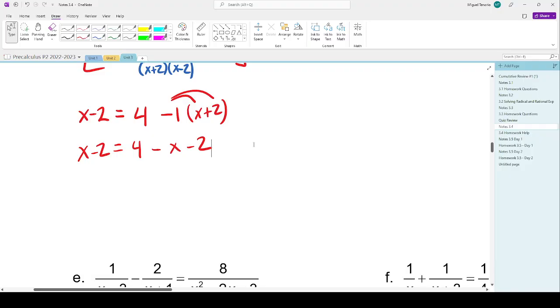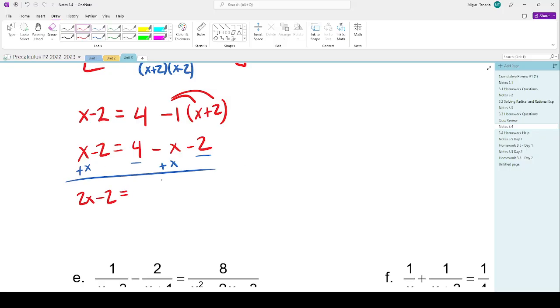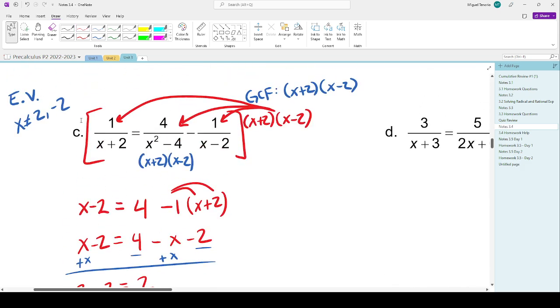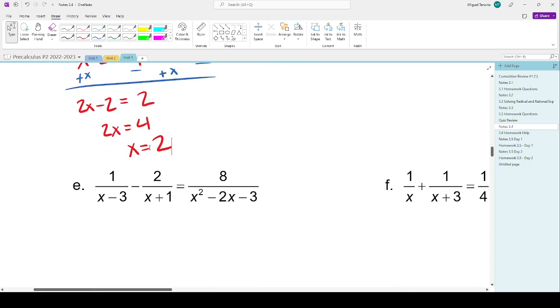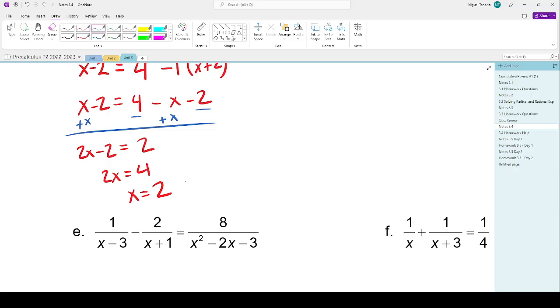So now we're going to solve that. Very nice and easy. We're going to go ahead and combine like terms. And then I'm going to add x to both sides. So I should get 2x minus 2 equal 2. Add 2 to both sides. You get 2x equals 4. Simplified, you get x equals 2. However, 2 was an excluded value. So since that didn't work, because this was excluded, that means no solution.